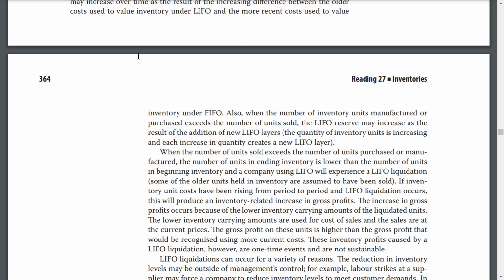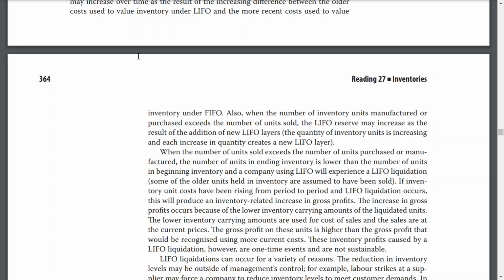When the number of units sold exceeds the number of units purchased or manufactured, the number of units in ending inventory is lower than the number of units in beginning inventory, and companies using LIFO will experience a LIFO liquidation. If inventory unit costs have risen from the period before the LIFO liquidation occurs, this will produce an inventory-related increase in gross profit.